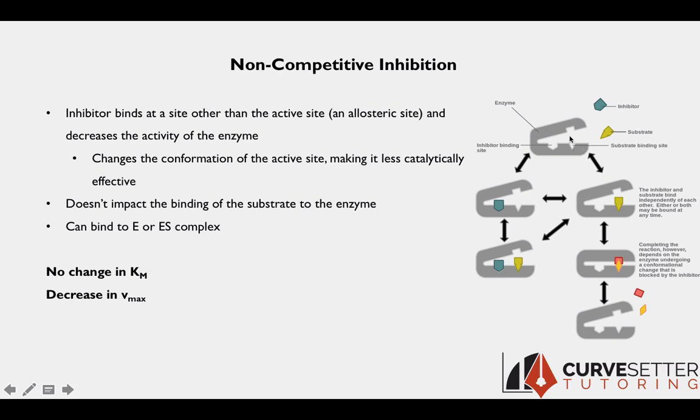So here you see the substrate binding site or the active site is different from where the inhibitor binds. And the inhibitor can bind with or without the substrate present. So the inhibitor and substrate bind independently of each other. Either or both may be bound at any time. And then completing the reaction depends on the enzyme undergoing a conformational change that's blocked by the inhibitor. So what that means is the inhibitor basically affects the ability of the active site to catalyze the reaction.